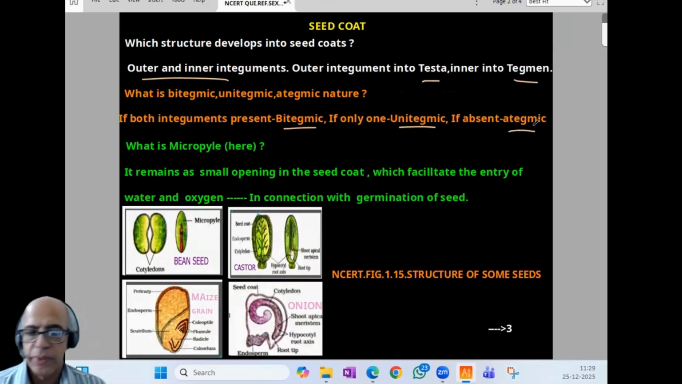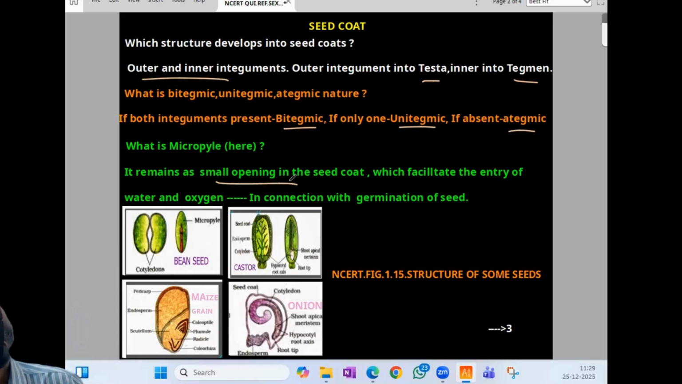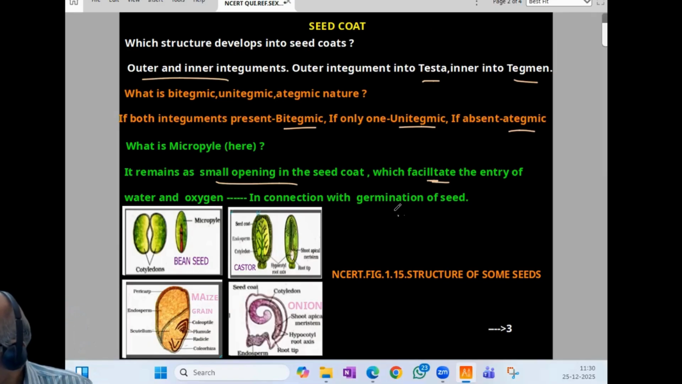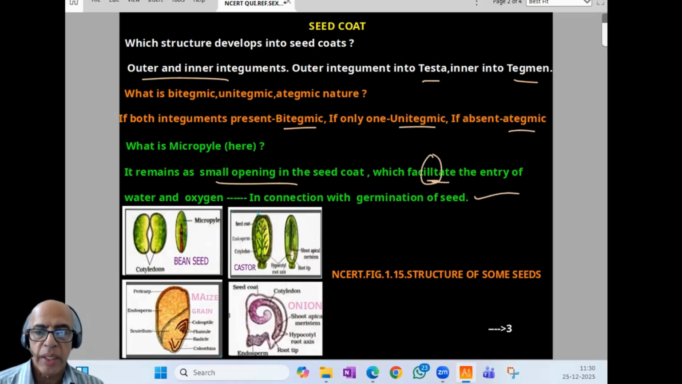Now, what is meant by micropyle? Here we are discussing the seed. It remains as a small opening in the seed coat, which facilitates the entry of water and oxygen in connection with the germination of seed. Now, 4 diagrams are given there in NCERT, which are labeling questions. Details are given there. We can proceed to the third page.